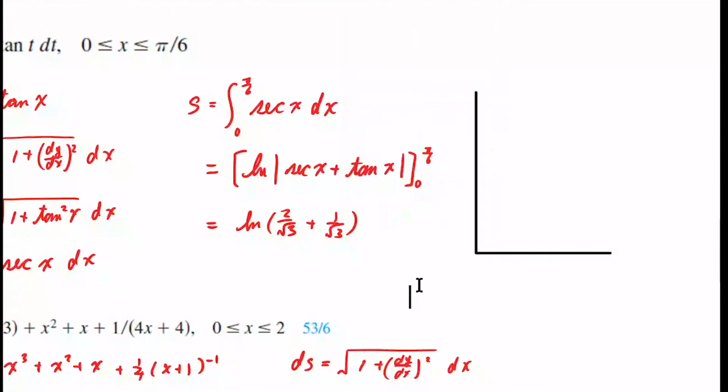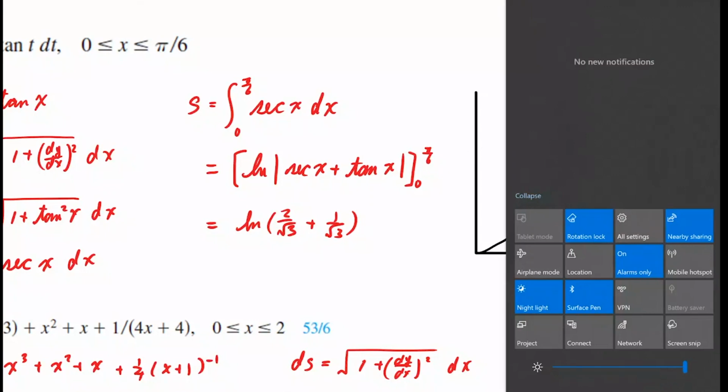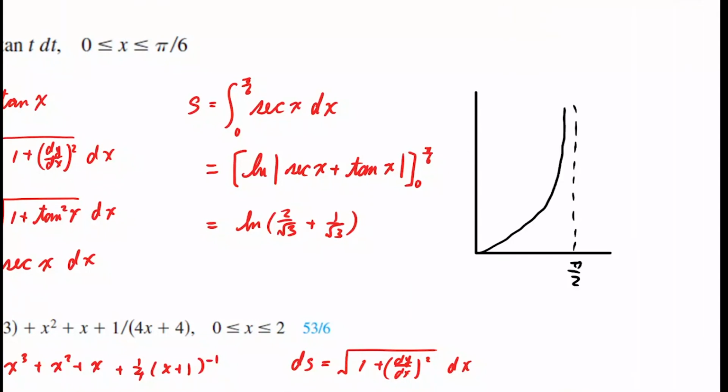Tangent graph goes up like this with a vertical asymptote, right? And we are finding this area function. This is x, right? So we suspect this will be a lot steeper. You know what I'm saying? Do you feel it?